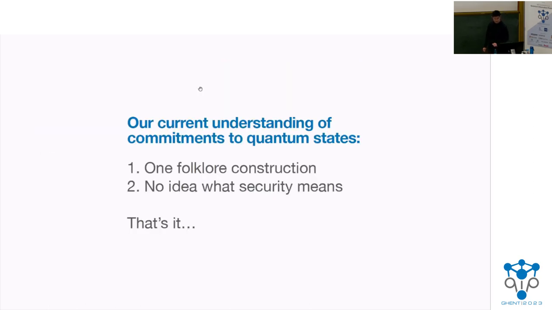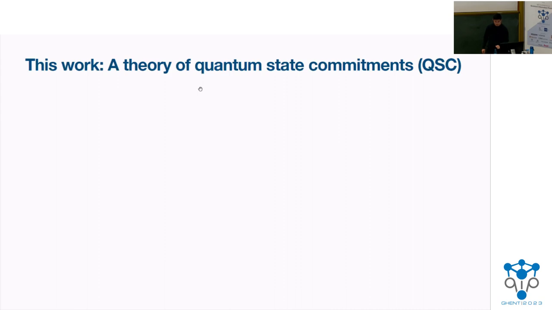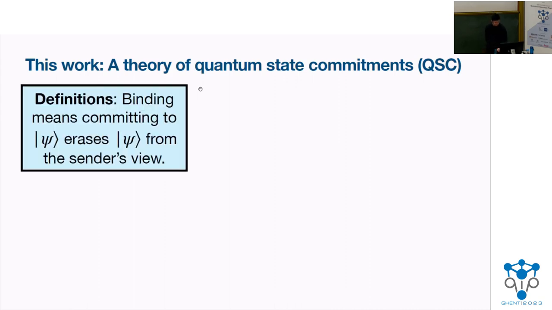Okay, but let me just take a step back and evaluate our current understanding of quantum state commitments. We have one folklore construction, and we have no idea what security means. That's about it. So in this work, we build a theory for quantum state commitments. So first and foremost, we give a definition for security for quantum state commitments. And we say that a QSC is binding if committing to a state psi erases it from the sender's view. And I'll formalize this with a game in a few slides.